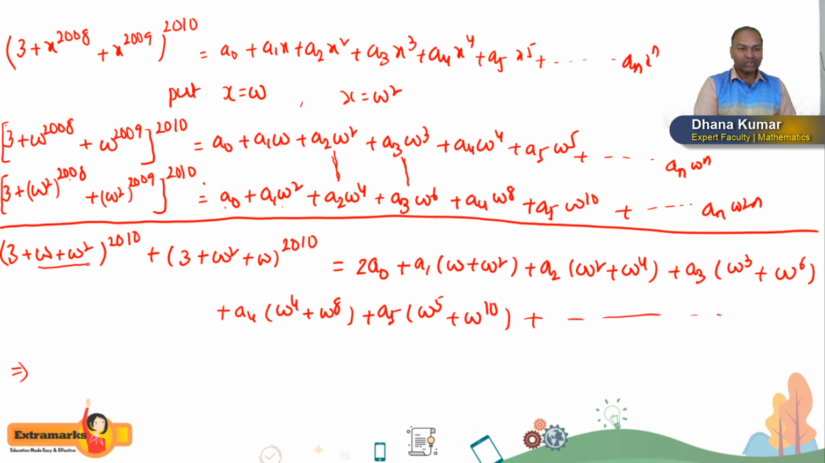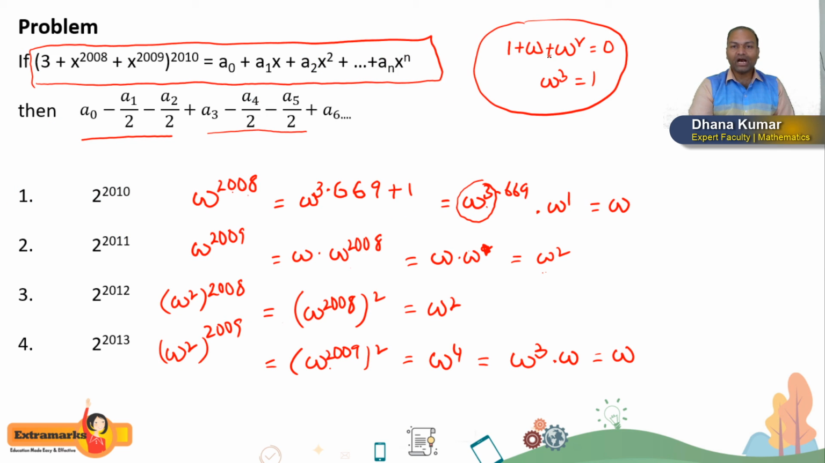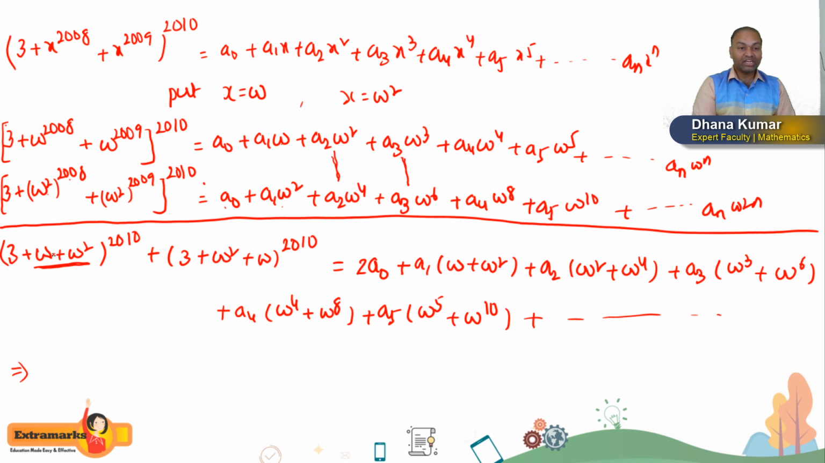What about this value omega plus omega square? You see here I wrote omega plus omega square, value will be what? Plus 1, shift that side, minus 1. So minus 1. 3 minus 1, 2. So directly I am writing 2 power 2010 plus, here also same only, 2 power 2010. Okay, so that is equal to what here? That is equal to, right side you see 2 times a naught, 2 times a naught.